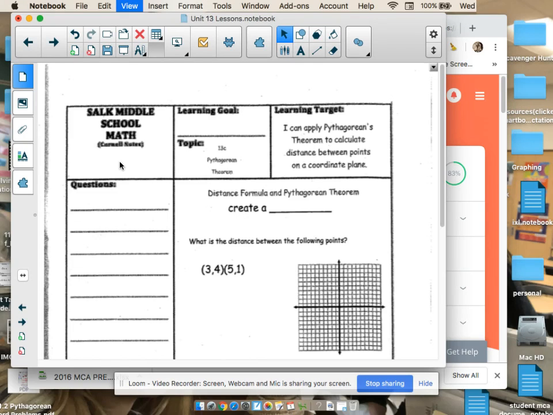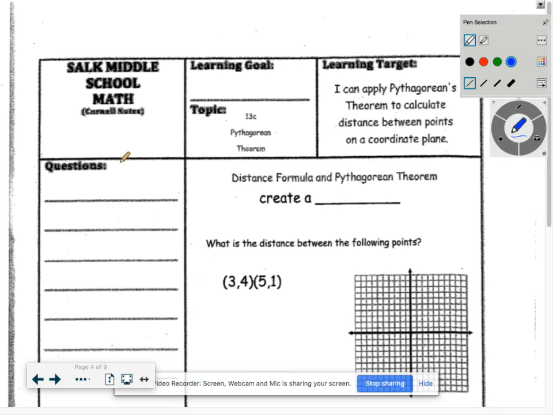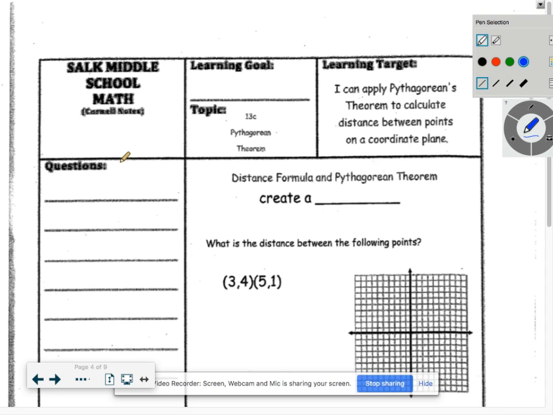On to the last application of the distance formula, or Pythagorean theorem, I should say. We're moving on to the last application of the Pythagorean theorem, and that is to calculate distance between points. And we're going to make an 8th grade connection. So 8th grade is linear algebra, which means you're dealing with a bunch of lines.